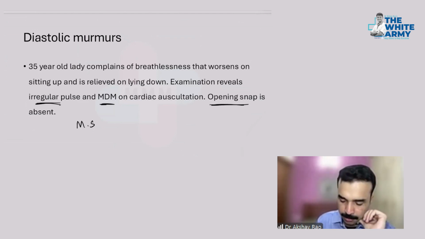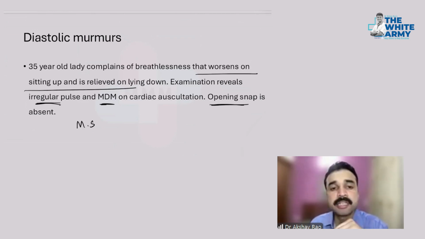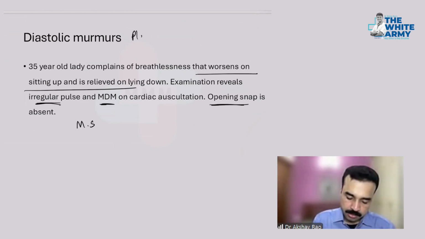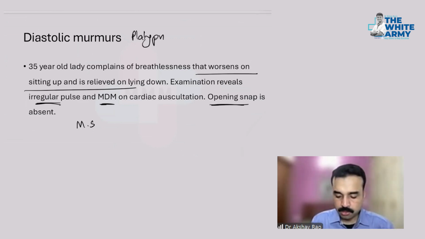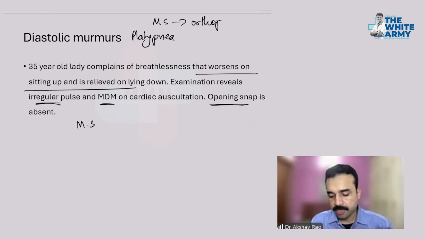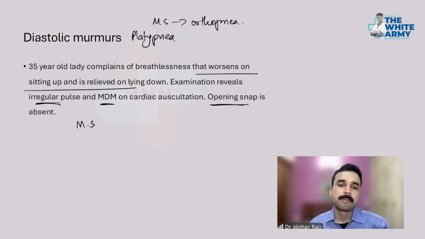The one glaring point is this piece of history, that the breathlessness is there, but it worsens on sitting up and is relieved on lying down. That is known as platypnea. Is that what you see in patients of mitral stenosis? No. Mitral stenosis, generally you see orthopnea. Orthopnea and PND is common in mitral stenosis. Platypnea is a feature of, okay, so there are different causes.